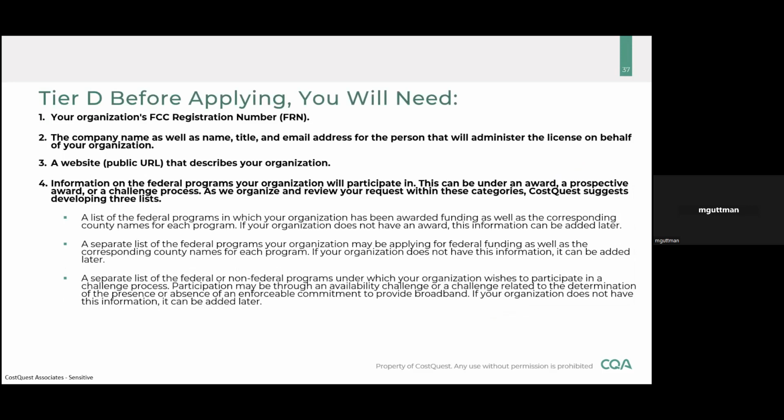On the Tier D, what you'll need to apply is your FCC FRN, which there's no cost to get through CORS if you don't have one. Your organization name, the person who will be requesting the license, and some information about your organization, typically the website. Beyond that, we ask people to identify the counties they're interested in, as well as the programs they're interested in applying for that license under. So that's the Tier D.